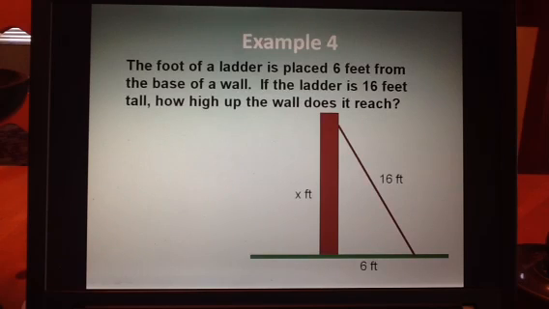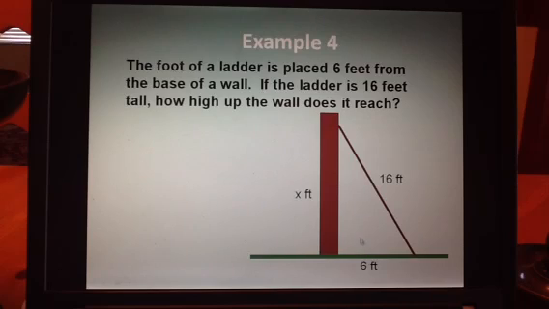Okay, using your Pythagorean theorem, you're going to be seeing word problems. Now, for these particular examples, I have drawn the picture, but many times I do not draw the picture. So you're going to have to draw the picture for yourself after you read it. It says the foot of a ladder is placed 6 feet from the base. The ladder is 16 feet tall, so that's how long the ladder is. How high up the wall does it reach? So we're looking for this.